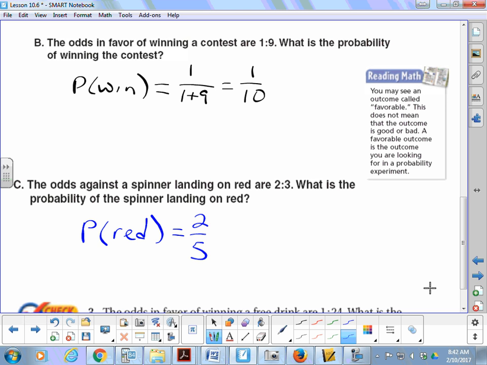Now, one thing to remember too is this Reading Math part over here. It says you may see an outcome called favorable. This does not mean that the outcome is good or bad. A favorable outcome is the outcome you're looking for in an experiment. So it might be a negative thing that you're actually looking for that's your favorable outcome. All right, so you have to remember that sometimes that happens. Okay? All right, here's your homework.